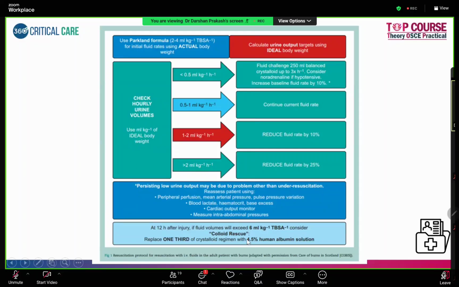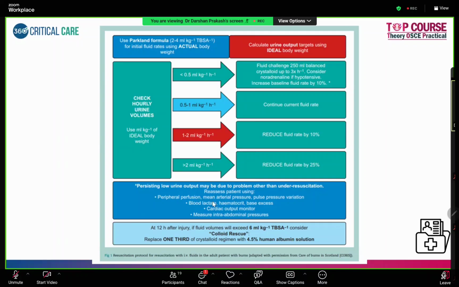Okay. They have also said that you can use something called a colloid rescue. That is usually at the end of the 12th hour, if the volume required is more than 6 ml per kg body weight per percentage of total body surface area of burn involved, you can use one third of this fluid volume as a colloid, that is 4.5% albumin solution. So this is something that you need to consider. The colloid used here would be 4.5% albumin or 5% albumin. One of these you can use. Okay, I hope it is clear.